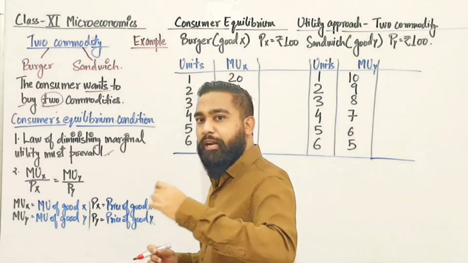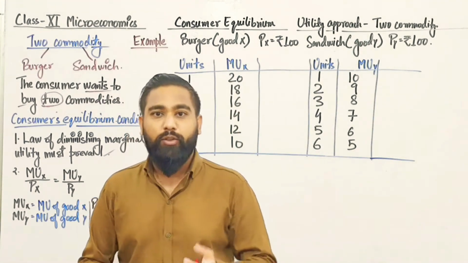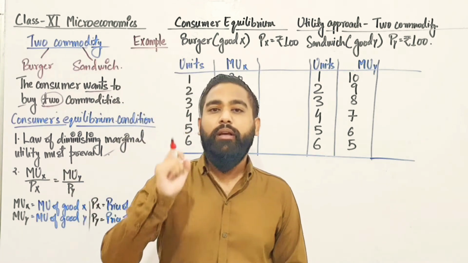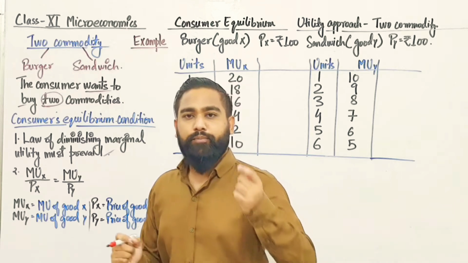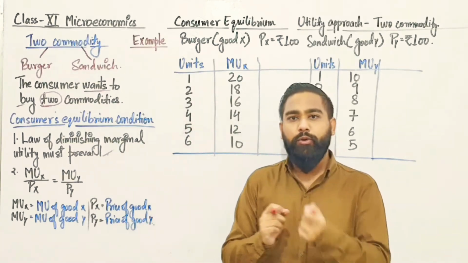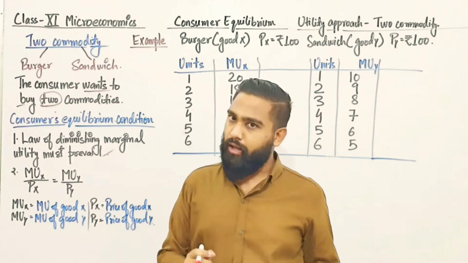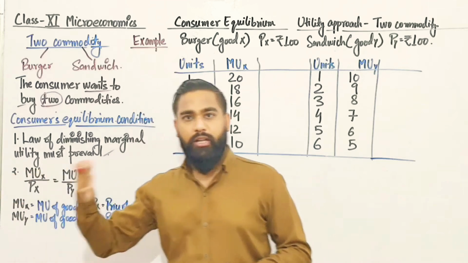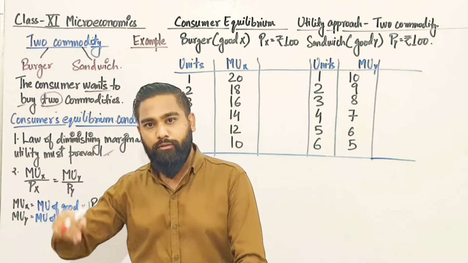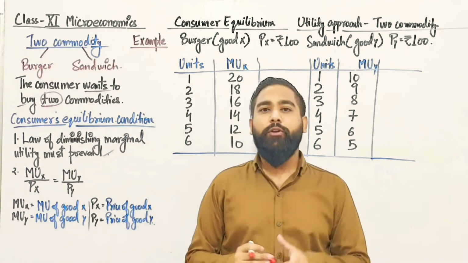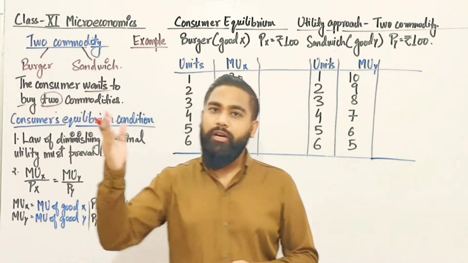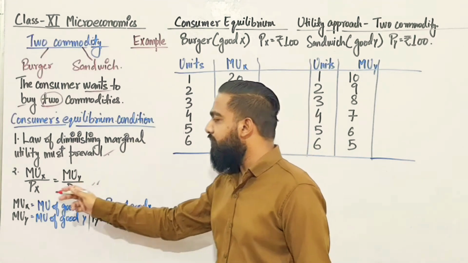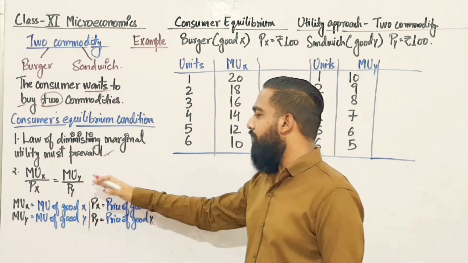That if we increase the units of a commodity again and again, one by one, then the utility, the satisfaction, is going to diminish bit by bit. So if you increase the consumption, the utility will go down, and if you decrease the consumption, the utility will increase. Now, the second one is MUX upon PX is equal to MUY upon PY.